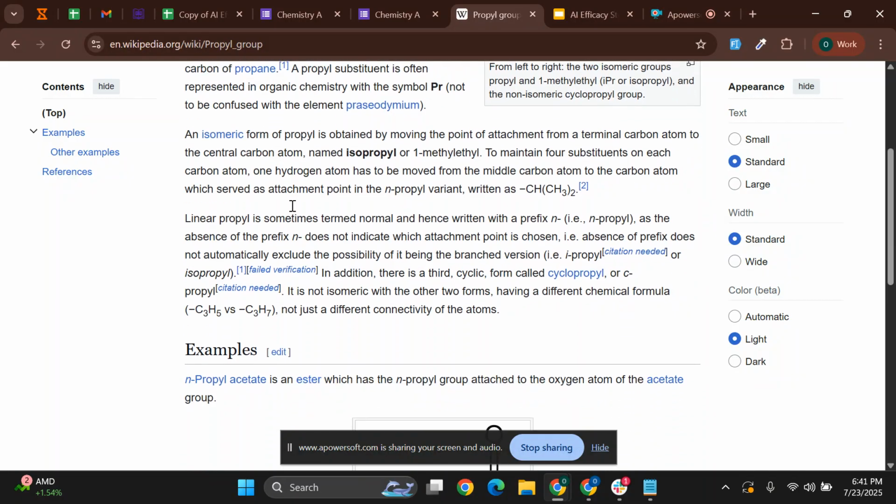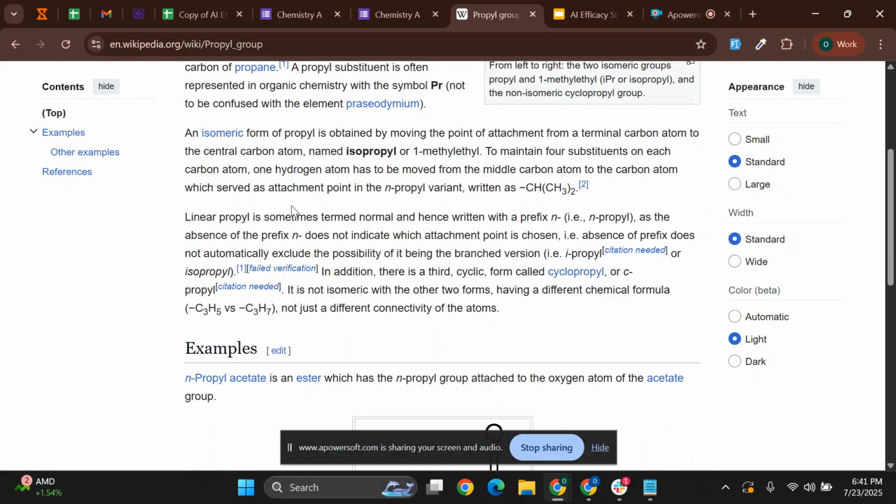Linear propyl is sometimes termed normal and hence written with the prefix n-propyl, as the absence of the prefix does not indicate which attachment point is chosen. Absence of prefix does not automatically exclude the possibility of it being the branched version, isopropyl. In addition, there is a third cyclic form called cyclopropyl or c-propyl. Now it is not isomeric with the other two forms, having a different chemical formula, not just a different connectivity of the atoms.